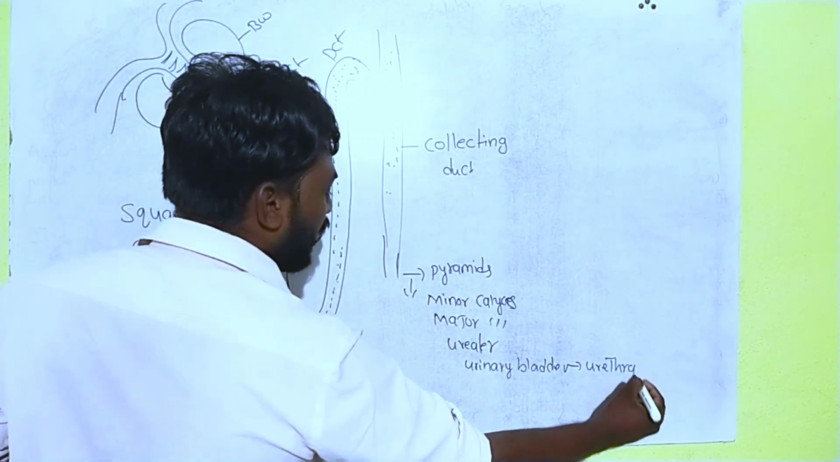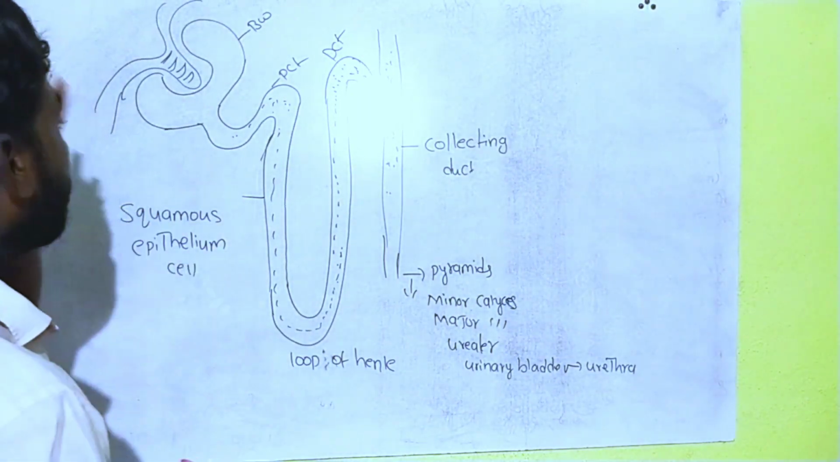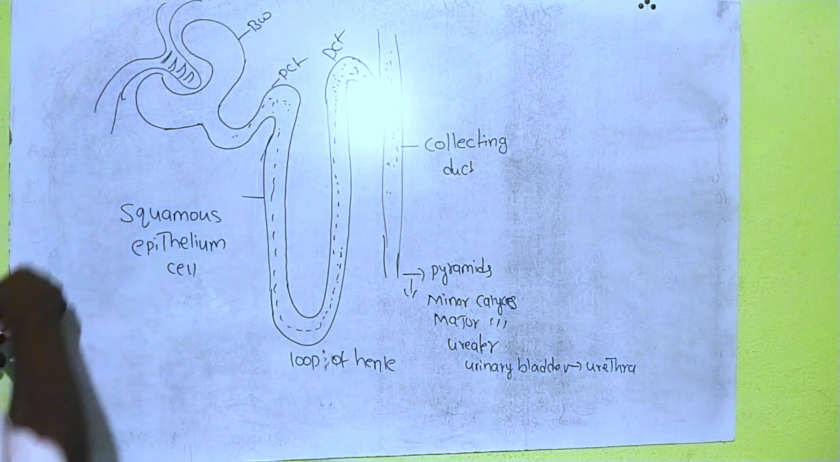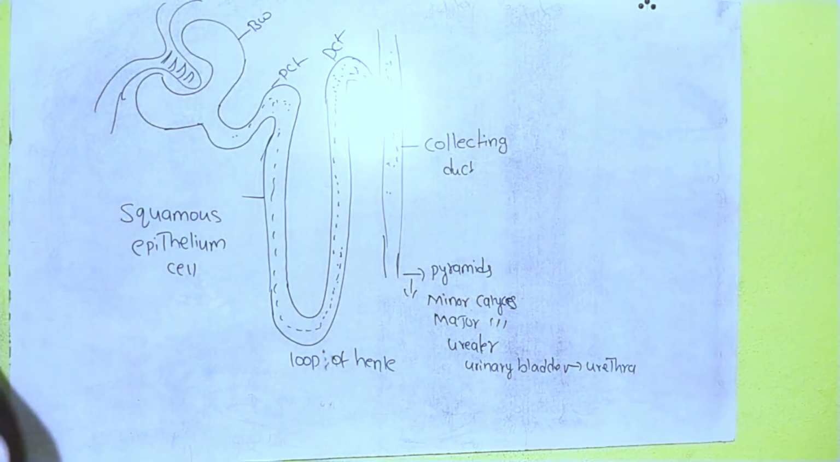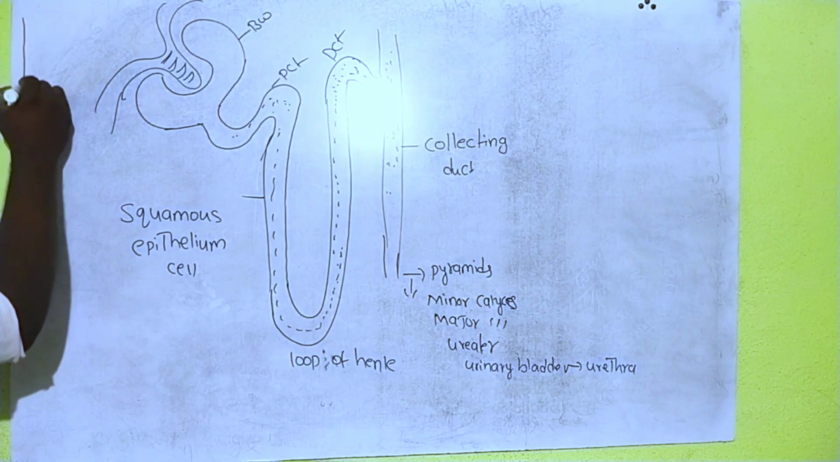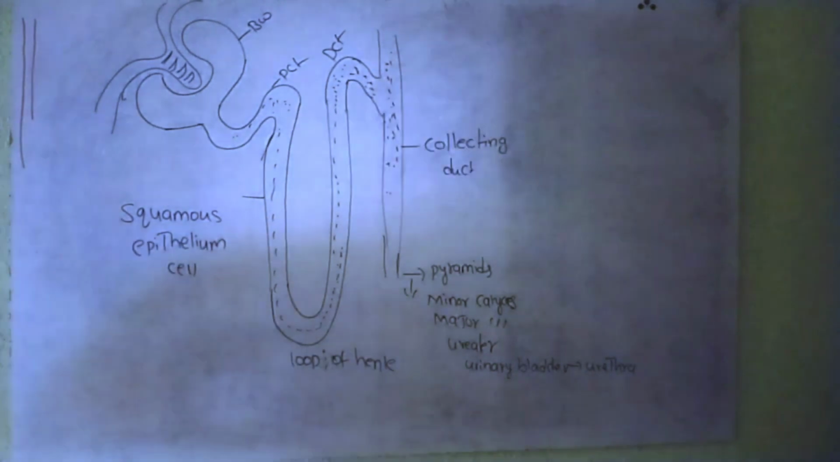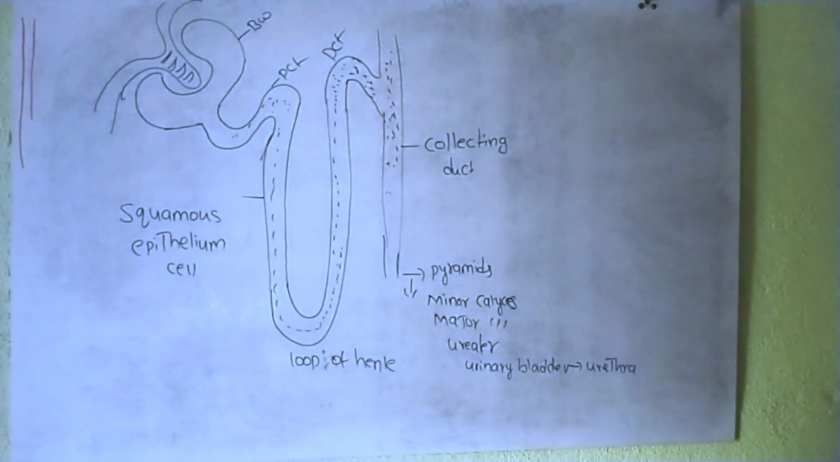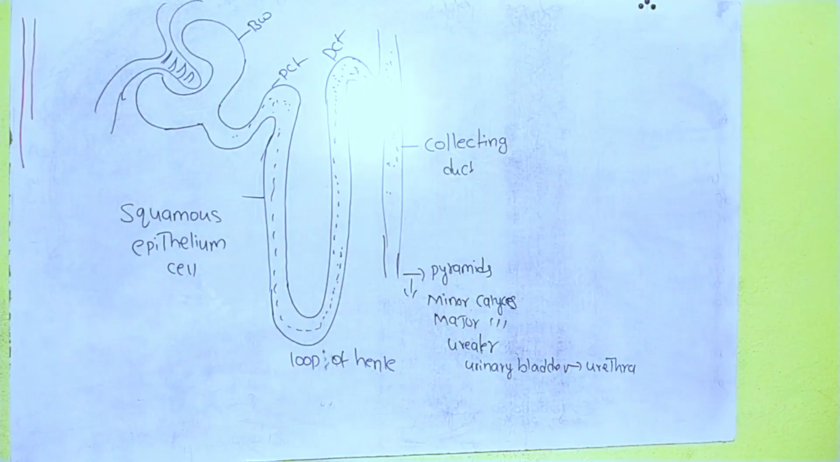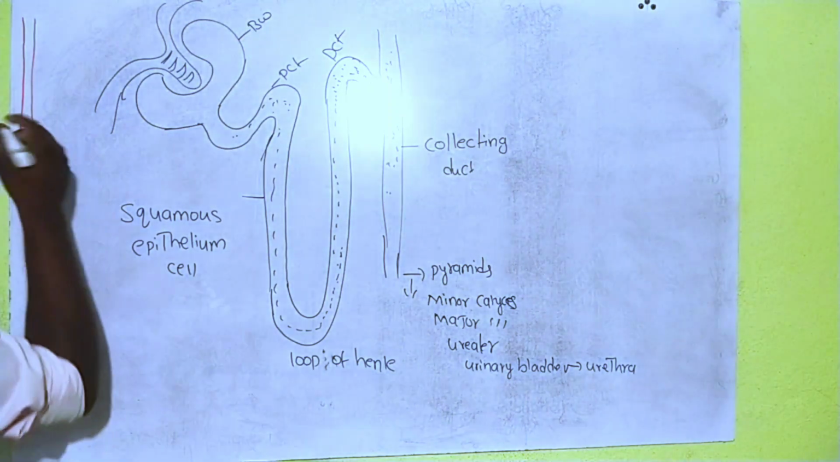This is very important. The sequence is very important. First, I make a diagram here also for your easy understanding. Right? This is an artery. Sorry, this one is a renal artery.